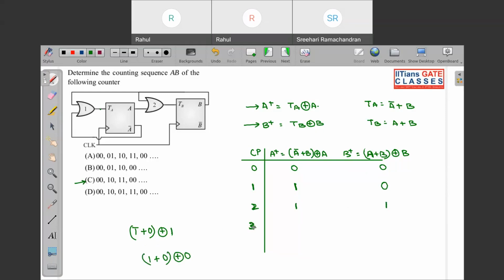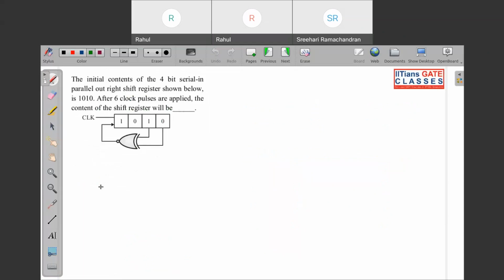So for the third clock pulse, A equal to 1, B equal to 1 is your present state. So if you solve using this, this will be 1 complement plus 1 XOR with 1. So this will be 0. And what about this one? So this will be 1 plus 1 XOR with 1. So this is also 0. So you are getting 0. So option C is correct. Last time I might have made a mistake somewhere. So you can see our count sequence is what? 0 0, then 1 0, then 1 1, then 0 0. So option C is correct. Is this clear, Shriyari? Clear, sir. Okay. This question.